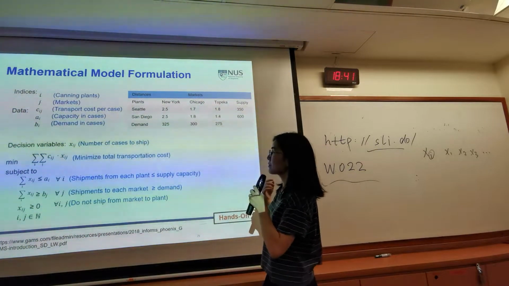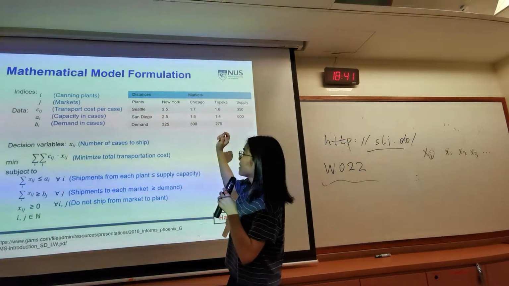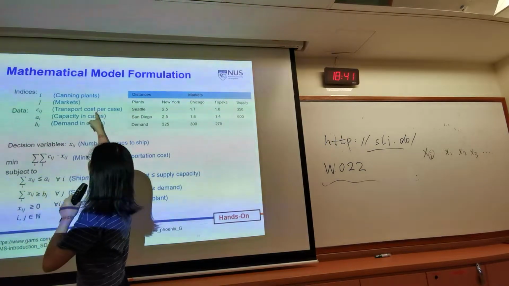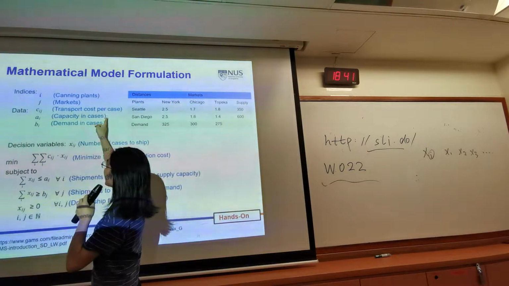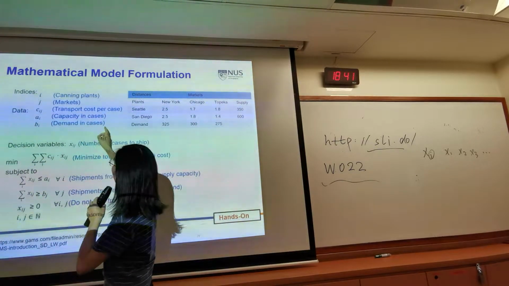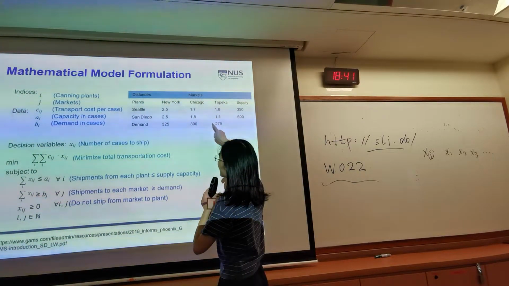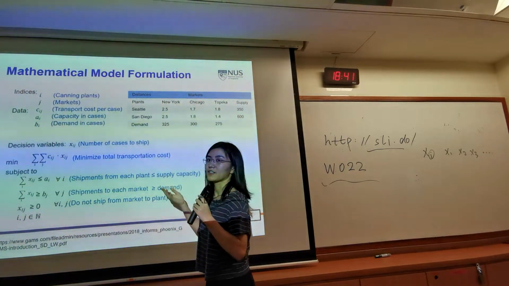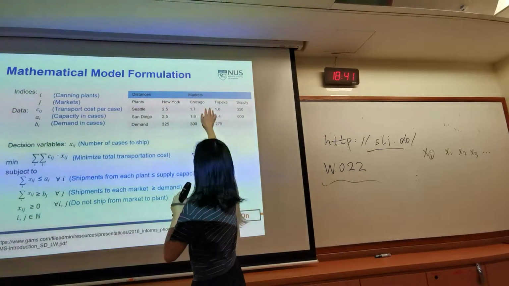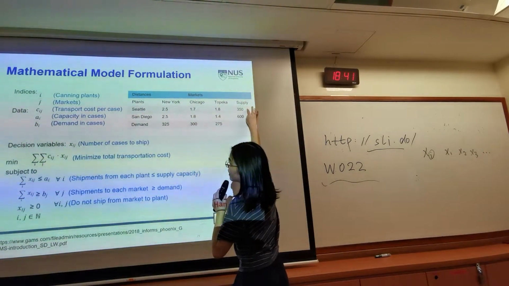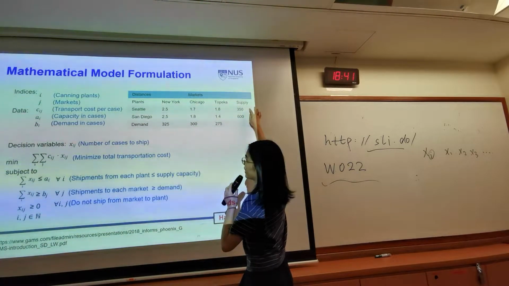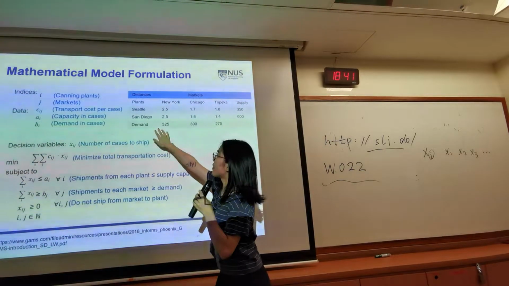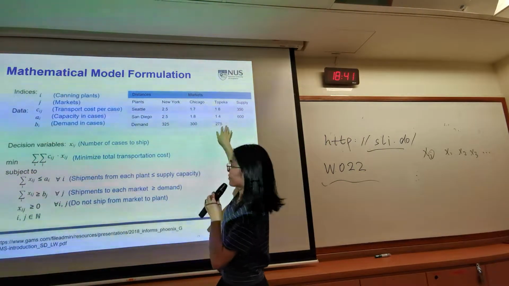And the parameters include the transport cost per case, the capacity, and the demand. So the transport cost is the distance times the cost per distance, right? And these are the distances, and the capacities Ai in each site are these two. The demands Bj are these three.